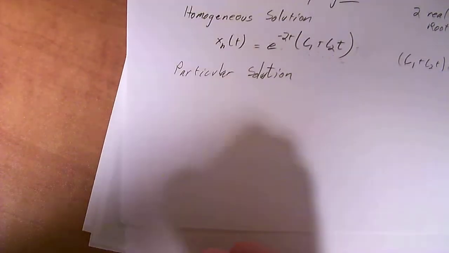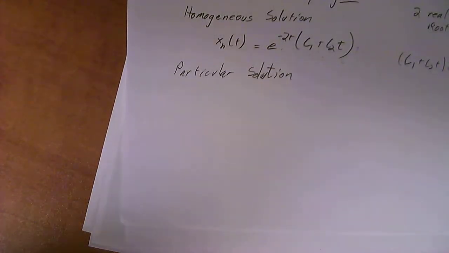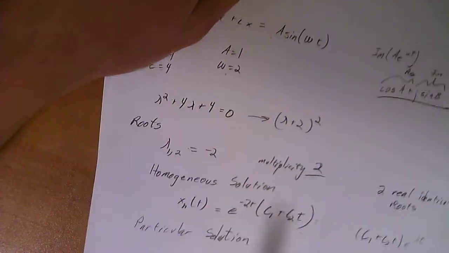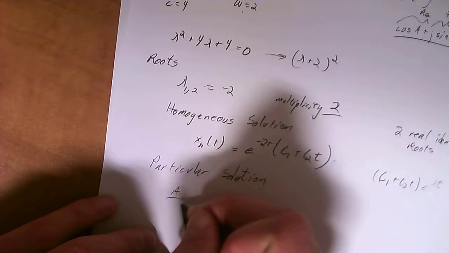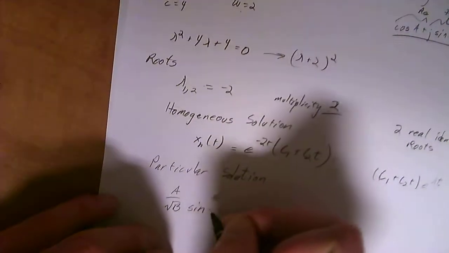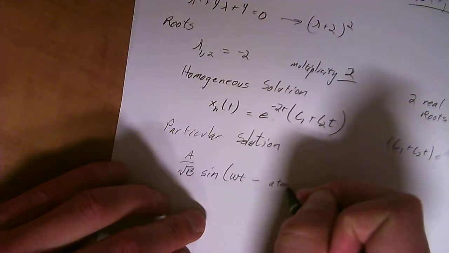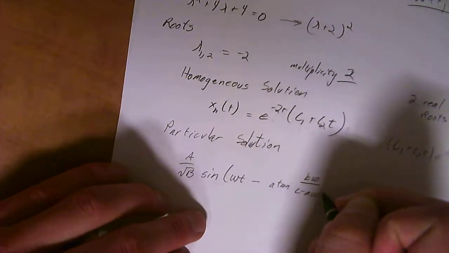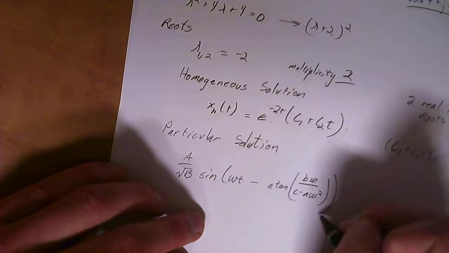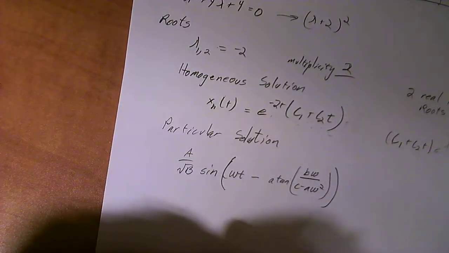What you have to do is, again, this is going to be a foreign kind of equation to you. But since we're working with the imaginary part of this ODE, sine, there's an equation that you're able to pull that automatically sets this up. And this equation is A over the square root of B, sine of omega t minus alpha, where alpha is the arctan of B omega all over C minus A omega squared. This is the equation you get to pull from.